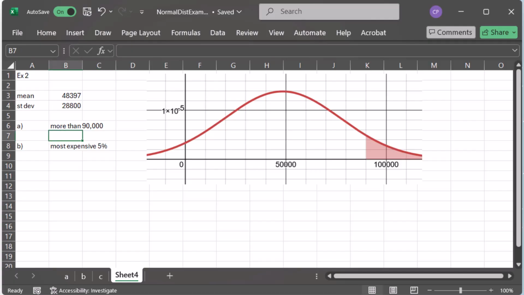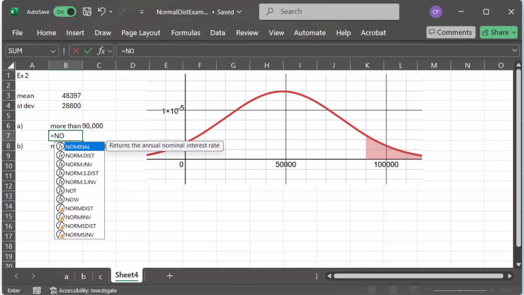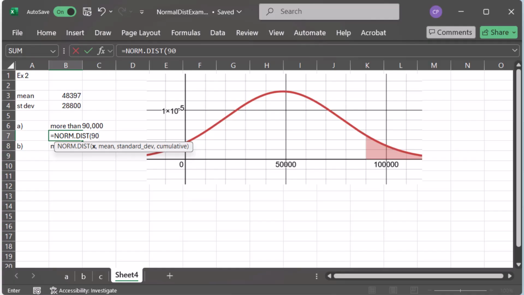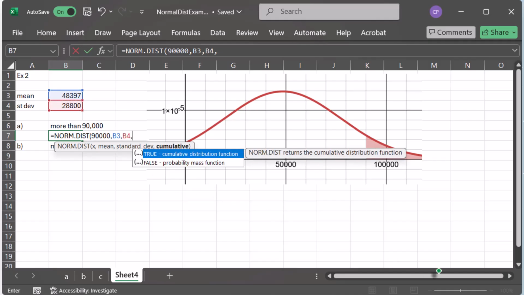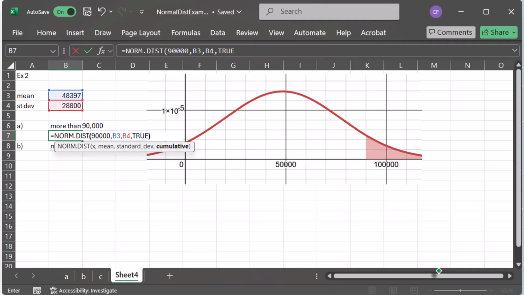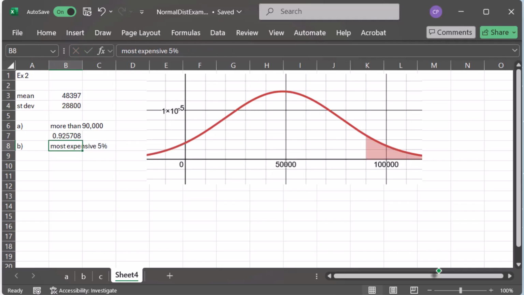If I do equals NORM.DIST and put in my 90,000 and then the mean of 48,397 and the standard deviation of 28,800, and then we are again using the cumulative version, so I put in true. If I calculate this, this number is not going to give me what I want because this is giving me the area to the left.